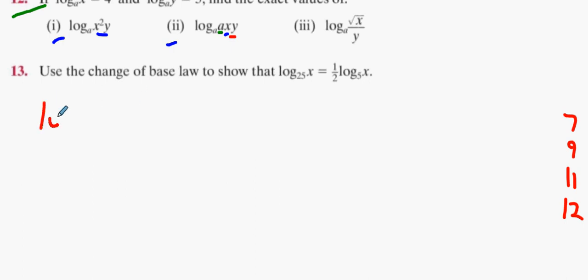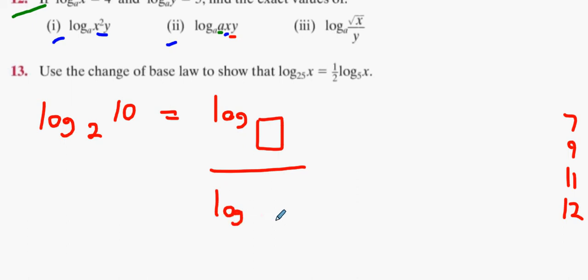If I have log 10 base 2, everybody okay with that? I'm allowed to change it into anything I want, any base I want, provided I do what? Provided it's 10 on the top and 2 on the bottom, with the same base number on both. Does that make sense? Pick any number you want, doesn't matter, once it's the same number twice.